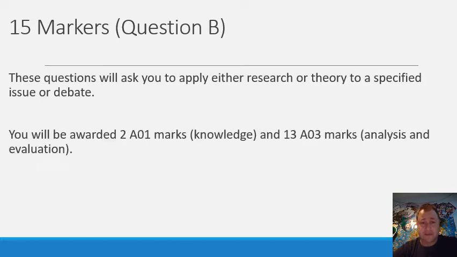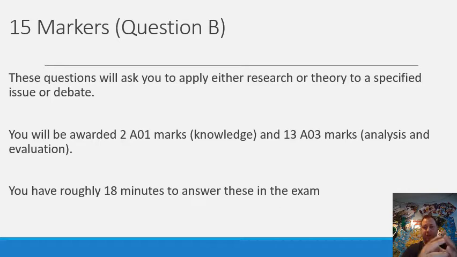So they are 15 markers, okay? So you get 2 marks for defining stuff and then 13 marks for doing it. In the exam, you'll have about 18 minutes to write this. I'm looking for 3 chunky paragraphs, okay? Remember in mental health, we talked about 2 for 10 marks. Now we're talking about 3, okay?